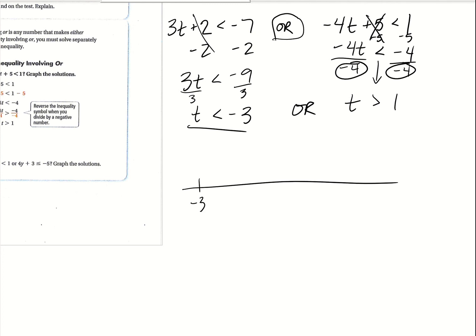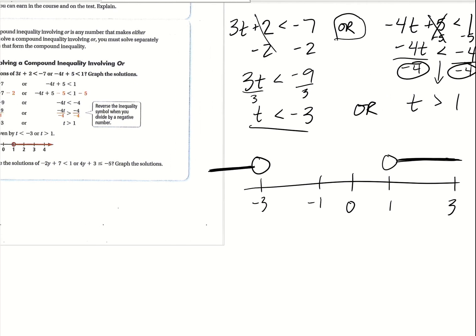So we've got -3, 0, 1, -1, 3. I like to be symmetrical, you might notice. I've got -3. It is not equal to, so it's not filled in. t is less than -3, so it's going to go that way. And then we have 1, not equal to, so not filled in, and it's greater than. So that's going to be our graph. I'm going to go ahead and shade. If you don't want to shade like I just did and you like it when it looks neat, that's fine, but that's how I'm going to do that. And then that is it for that problem.